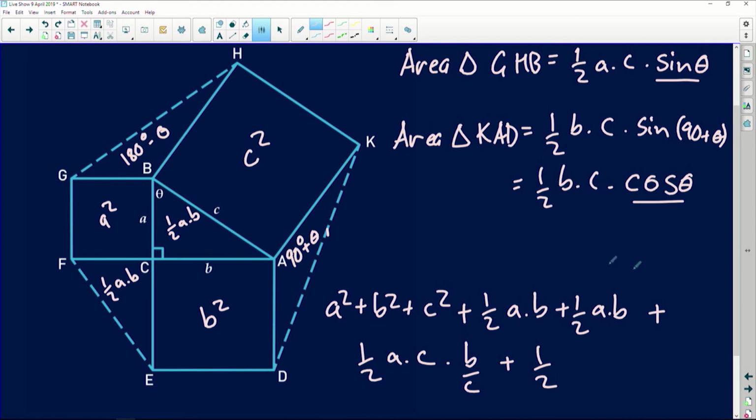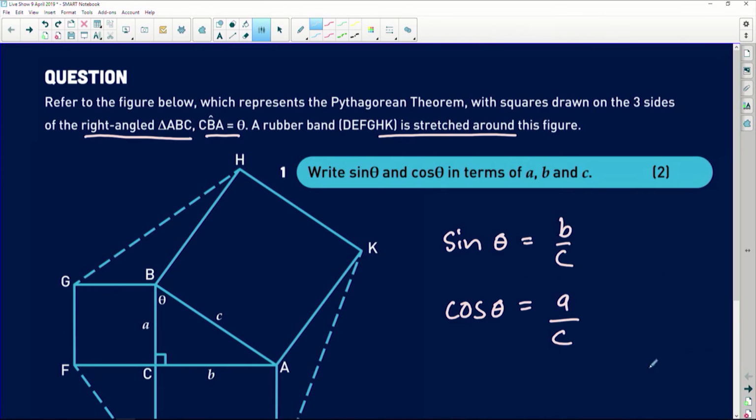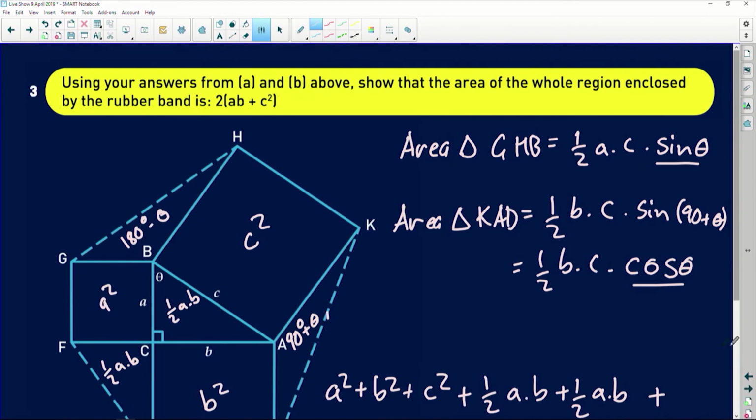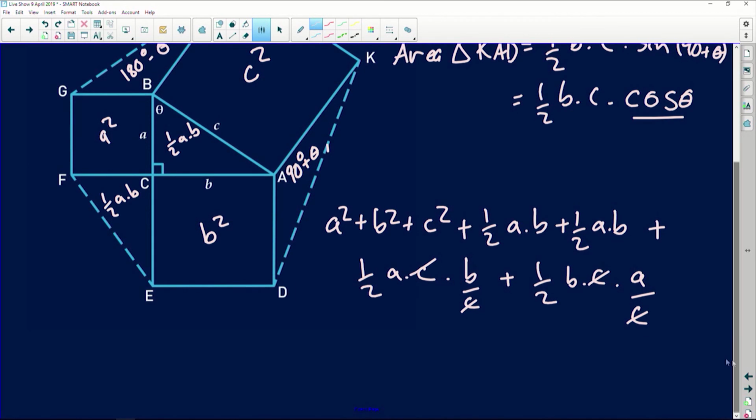plus what I found for the other area of the triangle, which is a half b times c times cos theta. And cos theta had a ratio of a over c. So one more, times a over c. So if I simplify these ratios over here, c will divide into c, c will divide into c. And if I add all of this up, remember a squared plus b squared by the Pythagorean theorem is going to get me c squared.